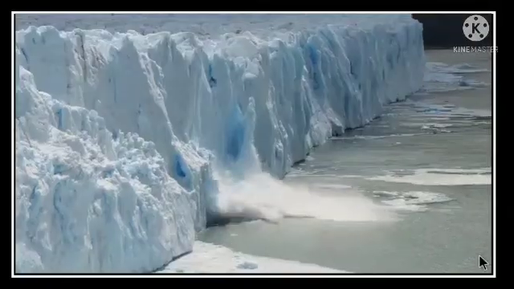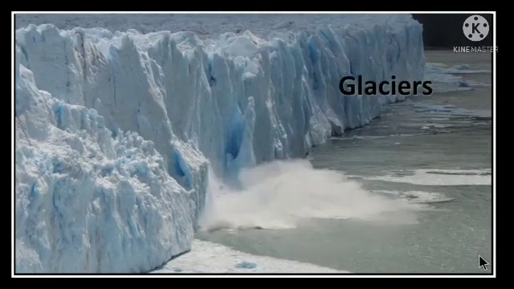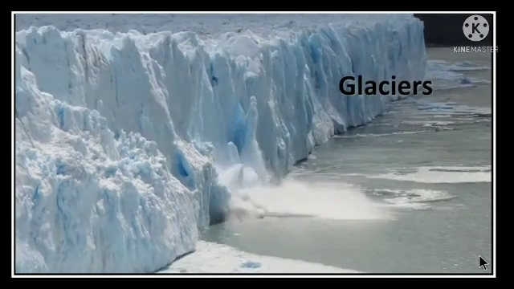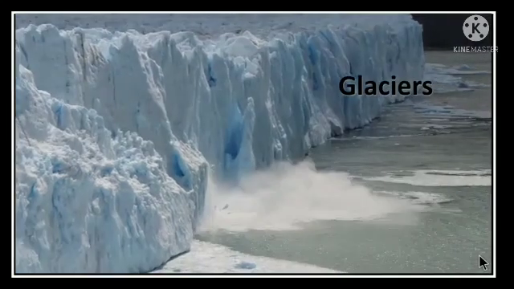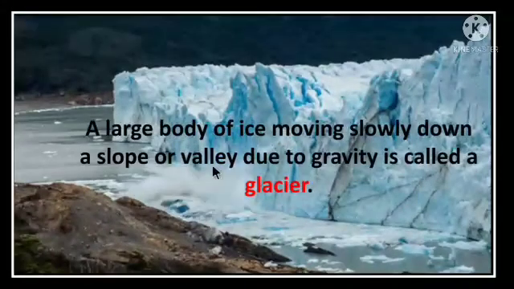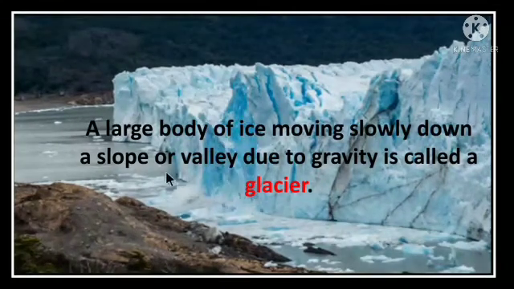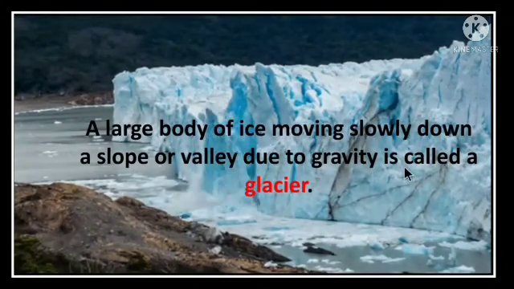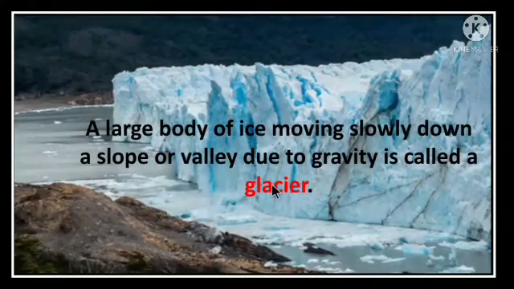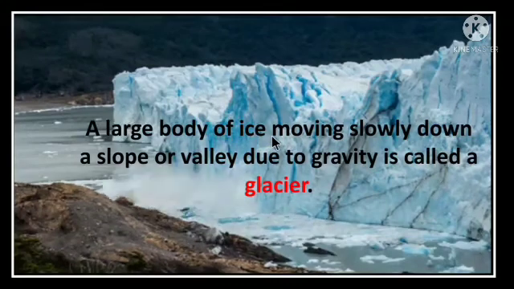And then the second agent of erosion is glaciers. What is a glacier? A large body of ice moving slowly down a slope or valley due to gravity is called a glacier. Glacier means a large body of ice.